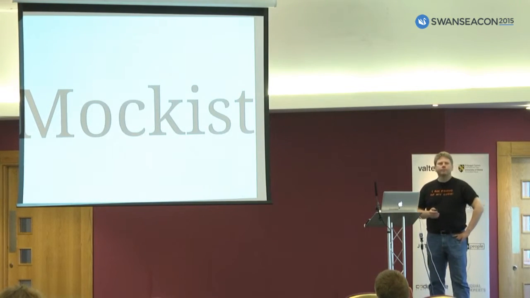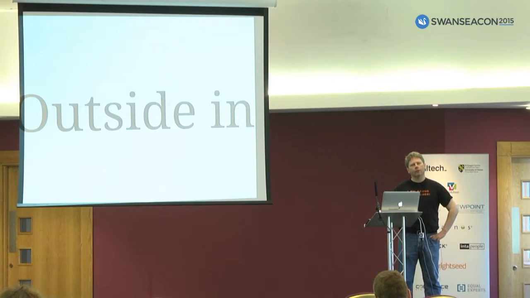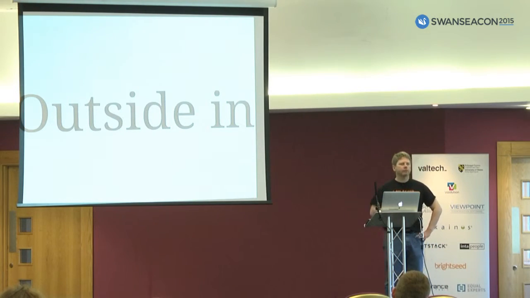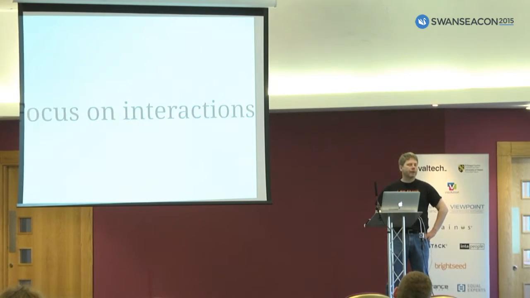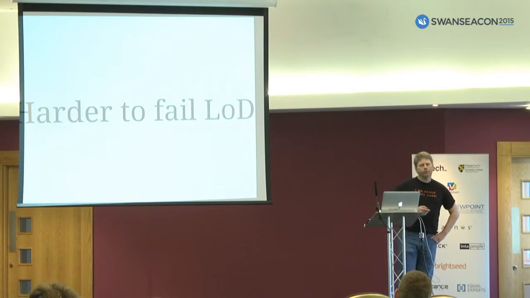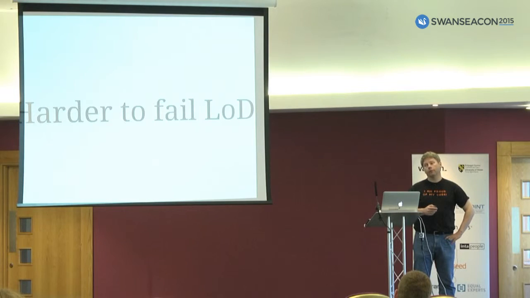The Mockist approach, when you do that one, you tend to go from the outside to the inside. You have some kind of double loop, where you write an acceptance test or something similar, and then you write smaller tests in the middle, driving out the functionality, but you always start from the outside. Therefore, you focus on the interaction more than on the state. And doing this makes it perhaps a little bit harder to fail on Law of Demeter. But of course, if you really want, you can definitely fail on it anyway.